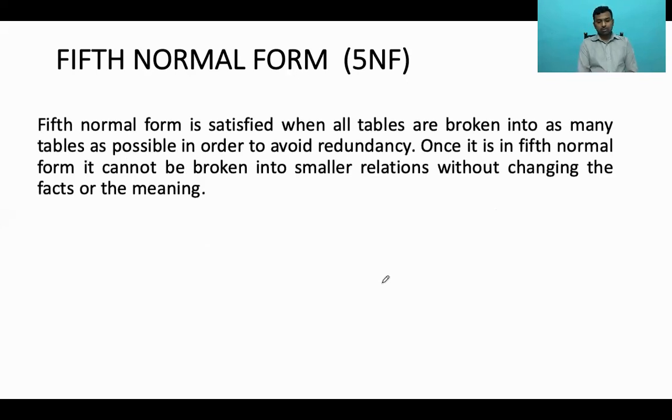The fifth normal form is satisfied when you break the table till you cannot break it. You break it into as many tables as possible, where you avoid redundancy completely. By dividing your data again and again, continuously, into tables, bits and pieces, and then you feel that there is no redundancy, then your table is said to be in fifth normal form.